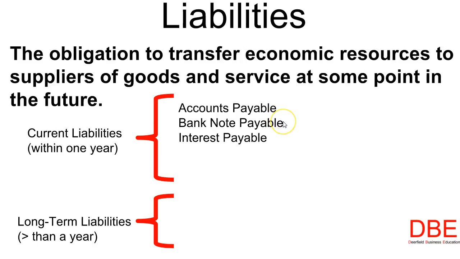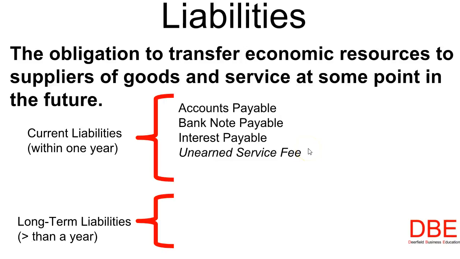The third one is interest payable. So when we borrow money, we also might owe interest on the money that we borrow, so it's interest payable. Don't confuse it with bank note payable. Bank note payable is the principal that I'm borrowing. Interest payable is the interest that I owe on the money that I borrowed. So those are two separate accounts.